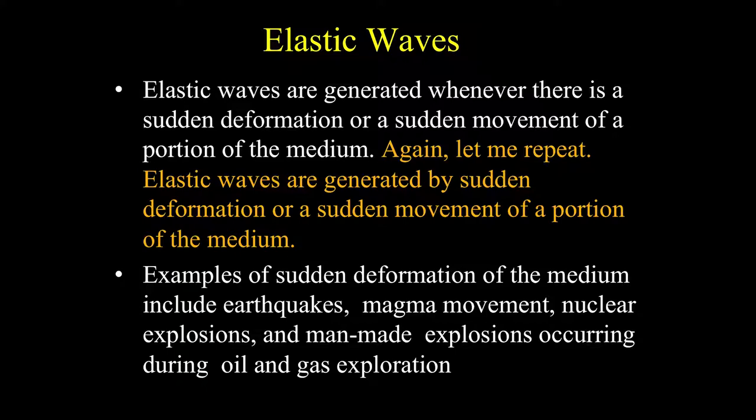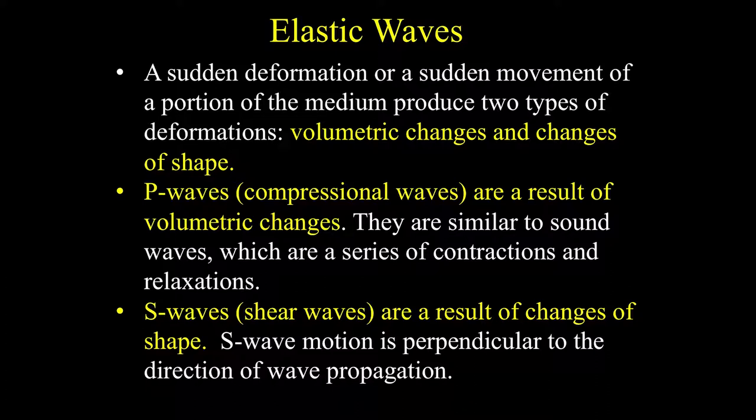A sudden deformation or a sudden movement of a portion of the medium produces two types of deformations: volumetric changes and changes of shape. P waves or compressional waves are a result of volumetric changes. They are similar to sound waves, which are a series of contractions and relaxations. S waves or shear waves are a result of changes of shape. S wave motion is perpendicular to the direction of wave propagation.